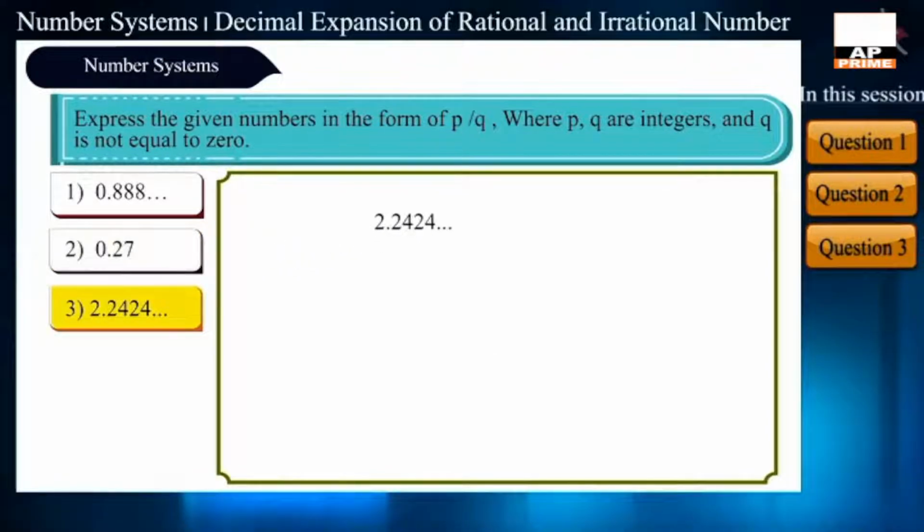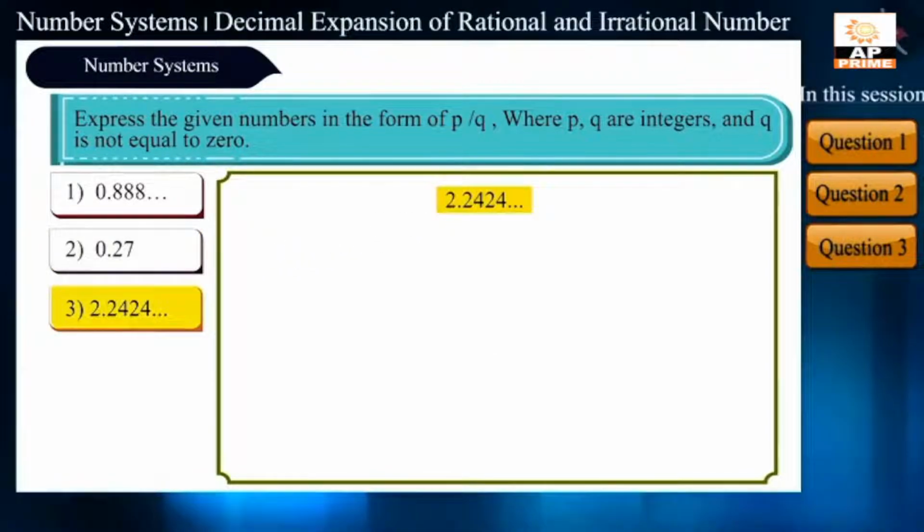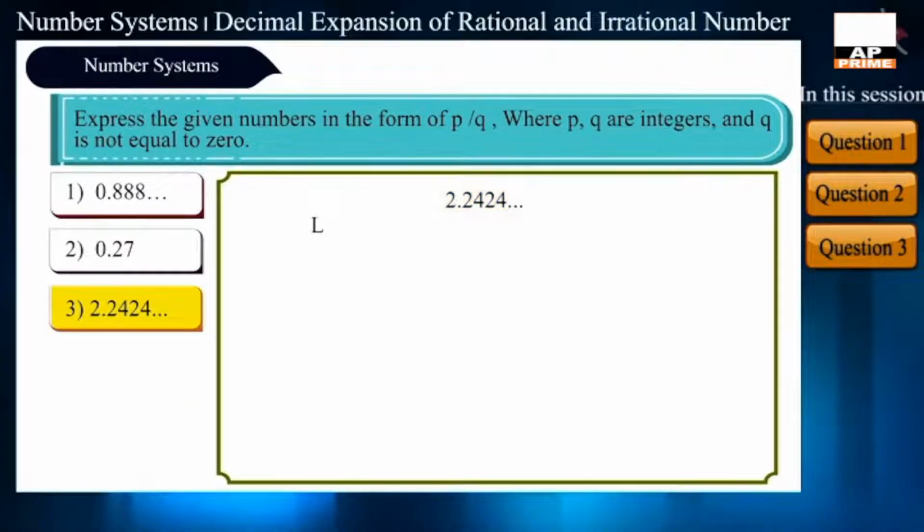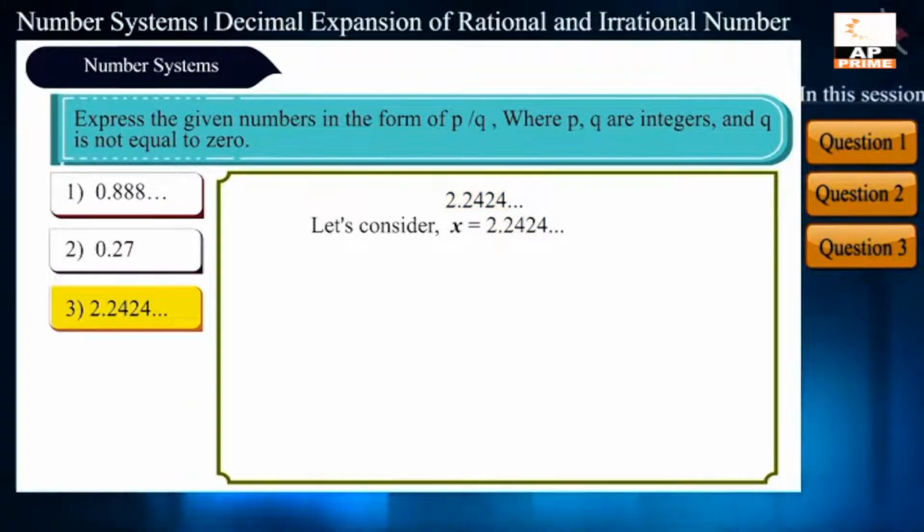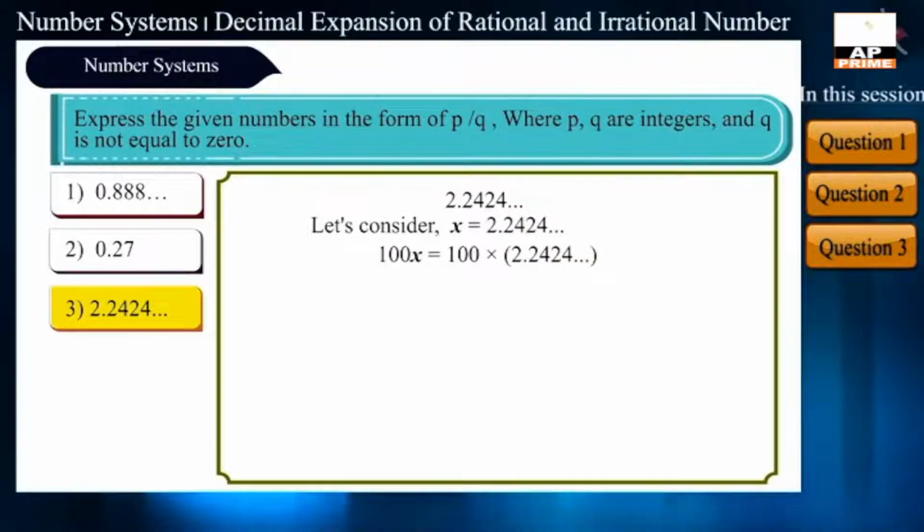Friends, let's take the third number, 2.2424. Let's consider it as x. In this number, 2 numbers, that is 2 and 4, are getting repeated after the decimal. So here we will multiply by 100 and solve it in this way.